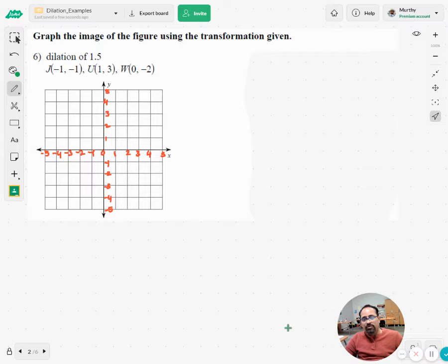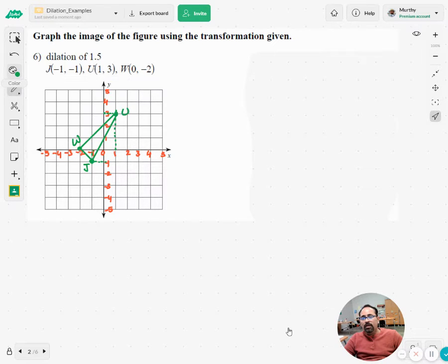J, negative 1. So on the x-axis, negative 1, y-axis, negative 1. That is point J. Then U, 1, 3. On the x-axis, 1 is here and on the y-axis 3 is here. So this is going to be point U. Next W, 0 and negative 2. That's going to be this one. Then take a straight edge and join all these 3 points. Now you got a triangle.